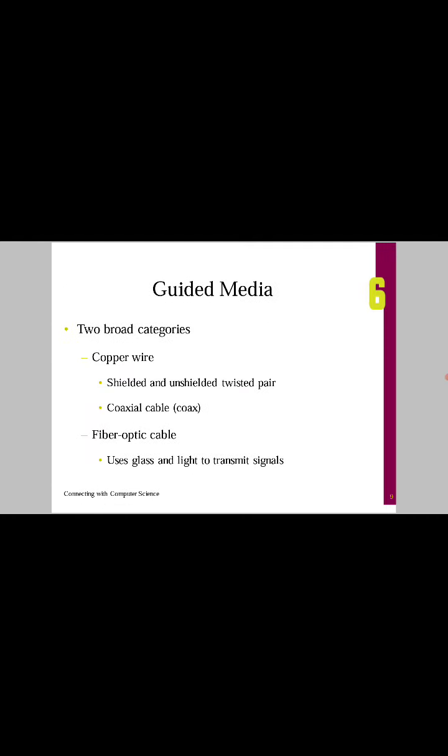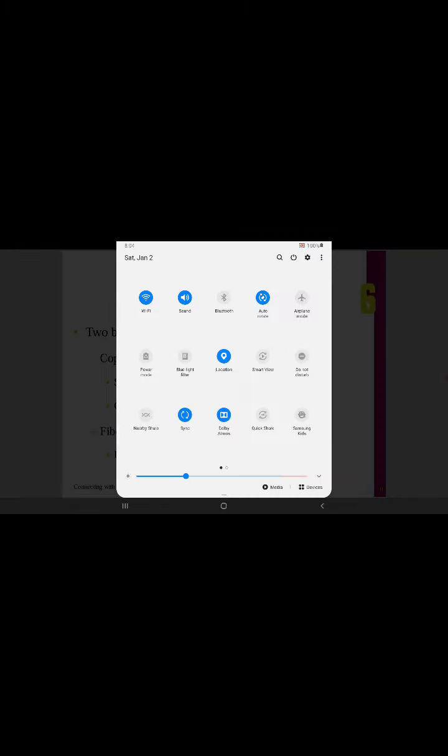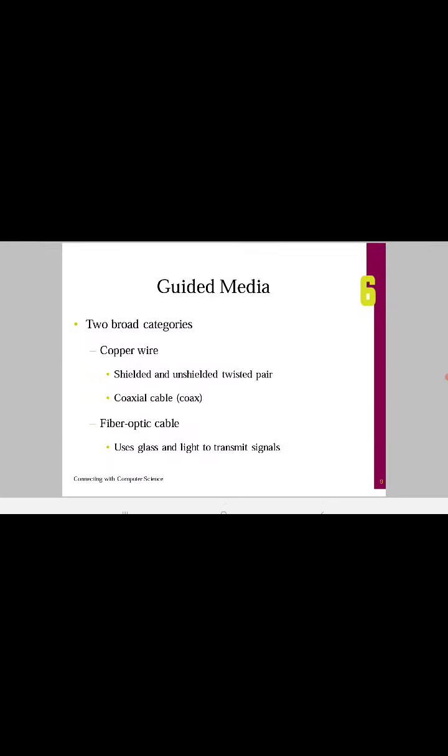Next is guided media. Guided media have different types. Two broad categories are copper wires and fiber optic cables. So what are copper wires and what are fiber optic cables? Copper wires are generally shielded and unshielded twisted pairs. Twisted pair means a pair of cables, two cables twisted with each other.